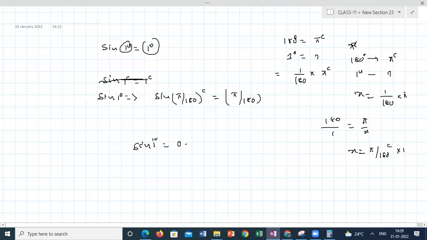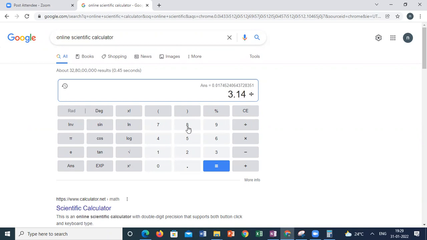Suppose I am taking the value of pi by 180, that is 3.14 divided by 180. See, I am getting almost the same value, 0.01744. So this is not valid for all values.